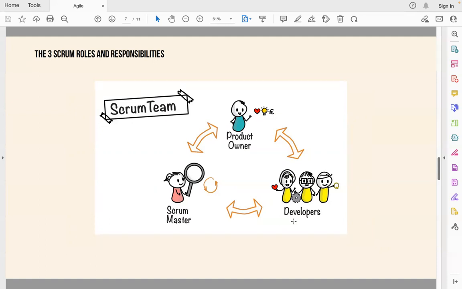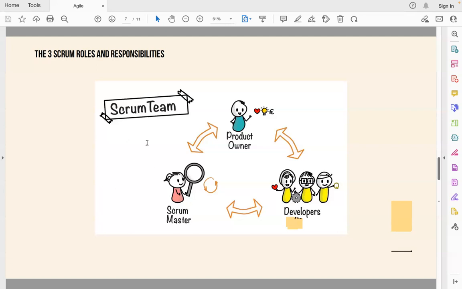The development team, as the name states, is composed of professionals who do the hands-on work of completing the tasks in a Scrum sprint. This means development team members can be computer engineers, designers, writers, data analysts, or any other role needed to reach the sprint goal.